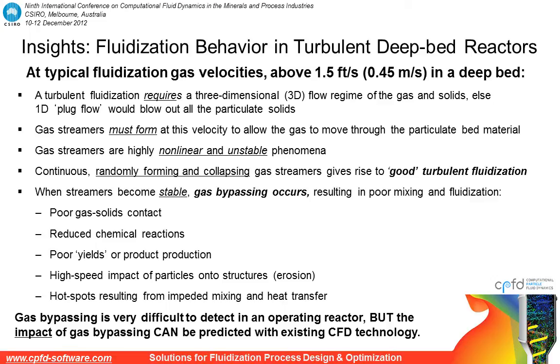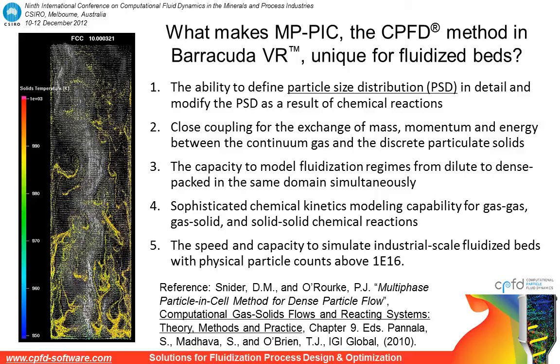Gas bypassing is very difficult to detect in an operating reactor, but the impact of gas bypassing can be predicted with existing multi-phase CFD technology, which is what we'll look at now. All of the simulations I'm going to be showing today were performed using the Barracuda Virtual Reactor, or Barracuda VR, software, which is based on the CPFD method, which is more generically known as multi-phase particle in cell.